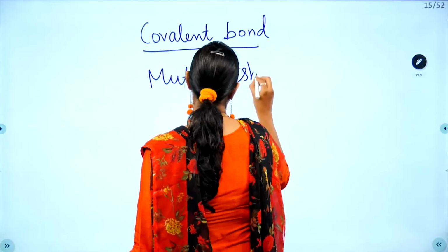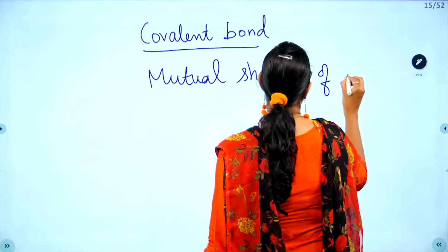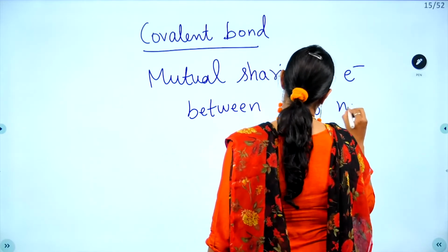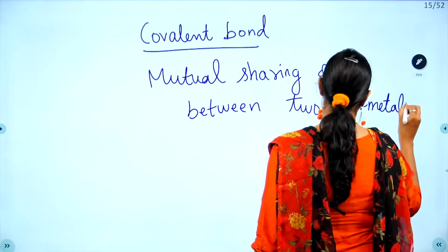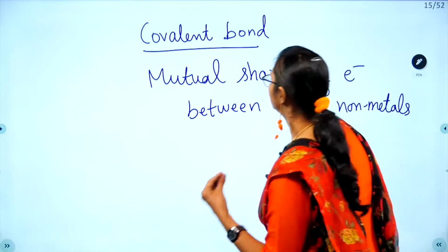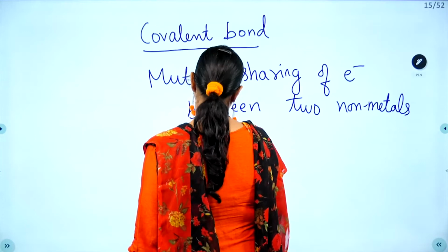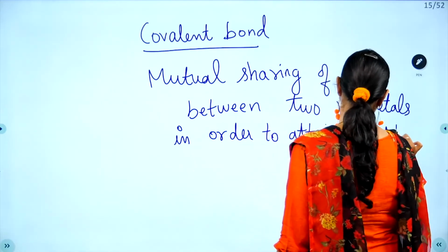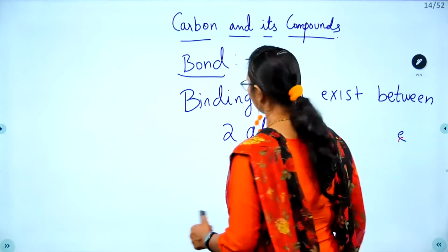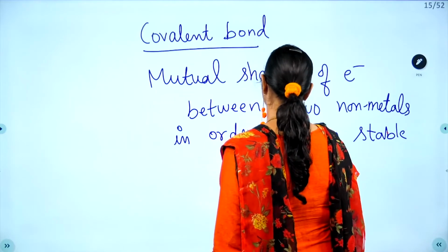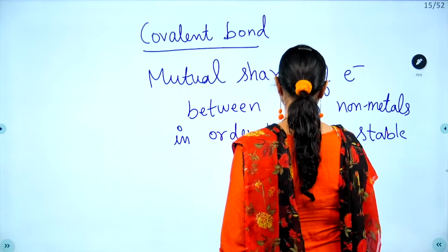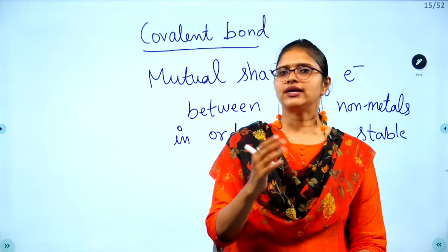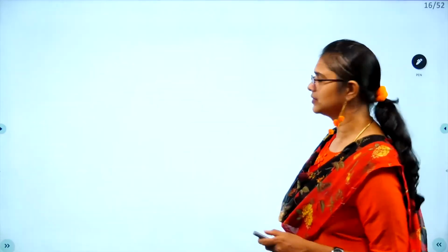Mutual sharing of electrons between 2 non-metals, in order to attain a stable configuration, is called a covalent bond. So now we are going to see the types.